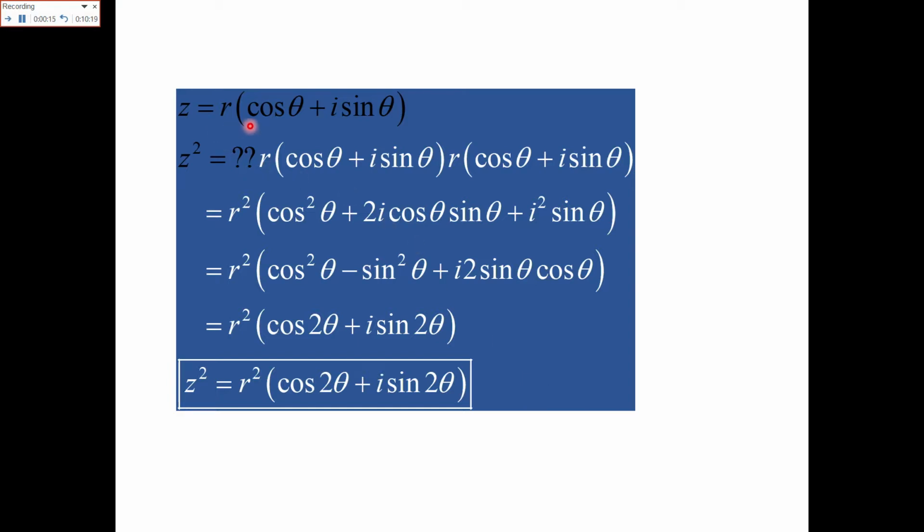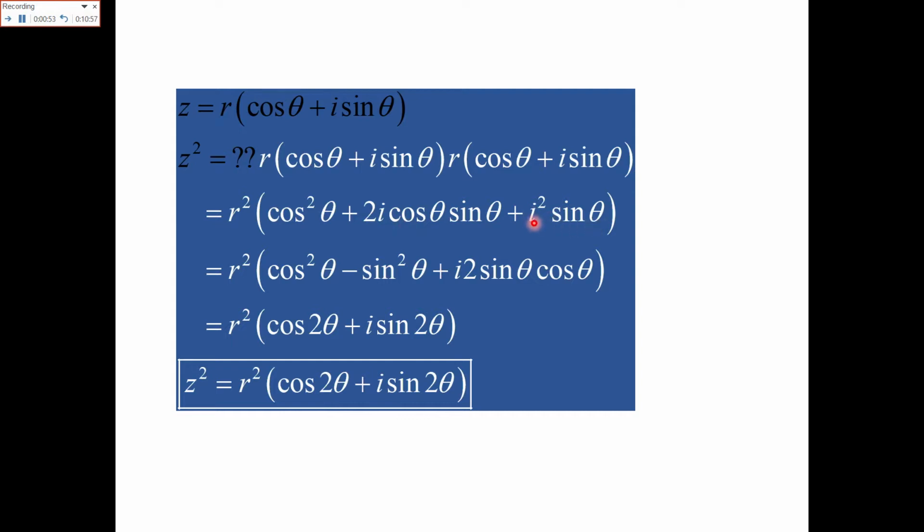If z is equal to r cos theta plus iota sin theta, then what will be z square? It will be the multiplication of both the z. Now we are multiplying both of them, so r and r multiply, it will give us r square. Now cos multiplied with cos gives cos square theta, plus cos theta into sin theta, plus sin theta into cos theta, plus iota square sin square theta. So the statement becomes r square into cos square theta plus 2 iota cos theta sin theta plus iota square sin square theta.